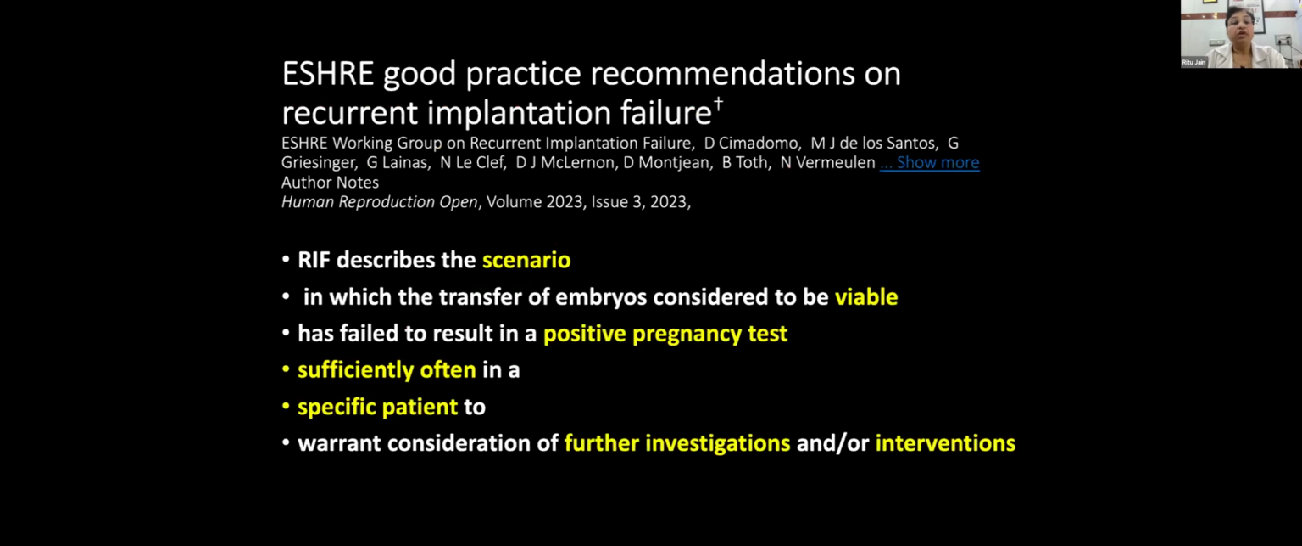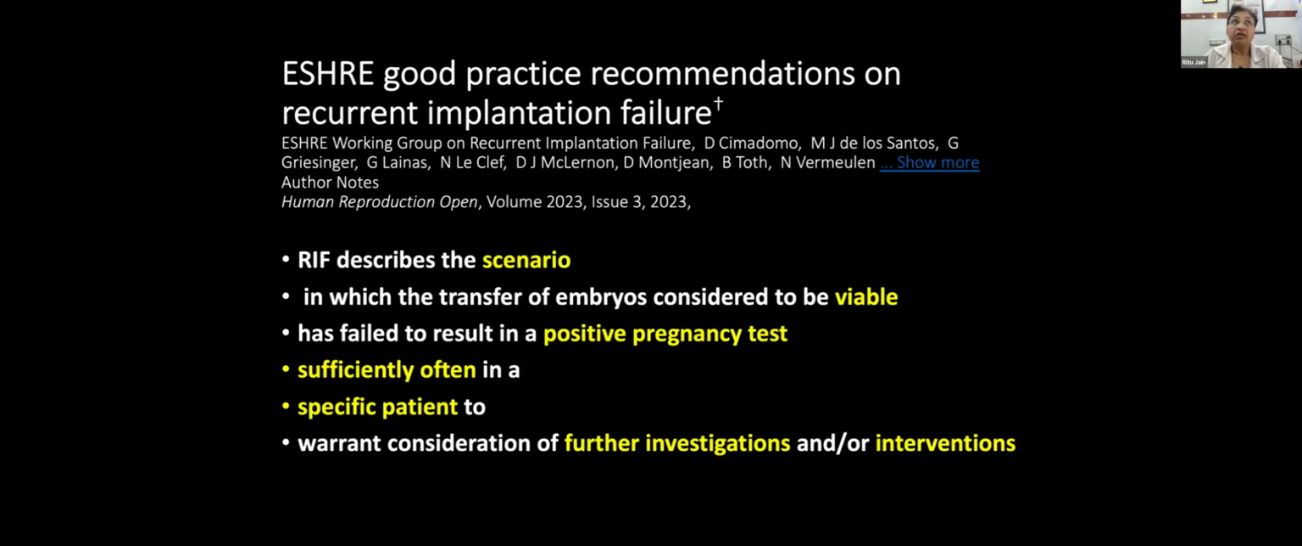So there came the new definition from the ESHRE Good Practice Guidelines in 2023, which described RIF as a scenario in which transfer of embryos considered to be viable has failed to result in a positive pregnancy test sufficiently often in a specific patient to warrant further consideration, investigations or intervention. So it describes it as a scenario, a clinical condition.